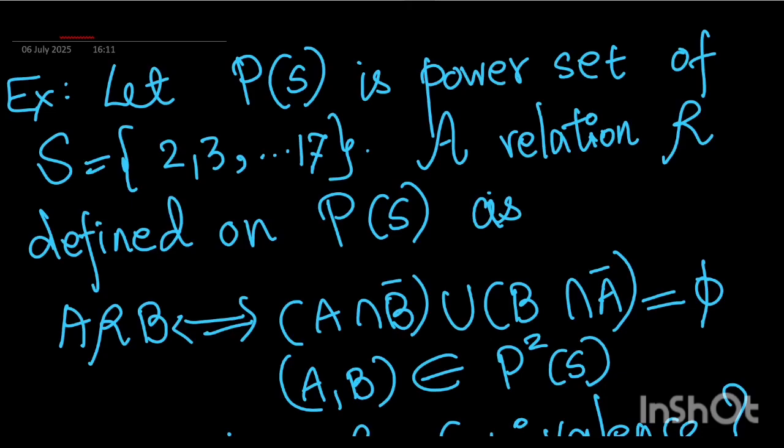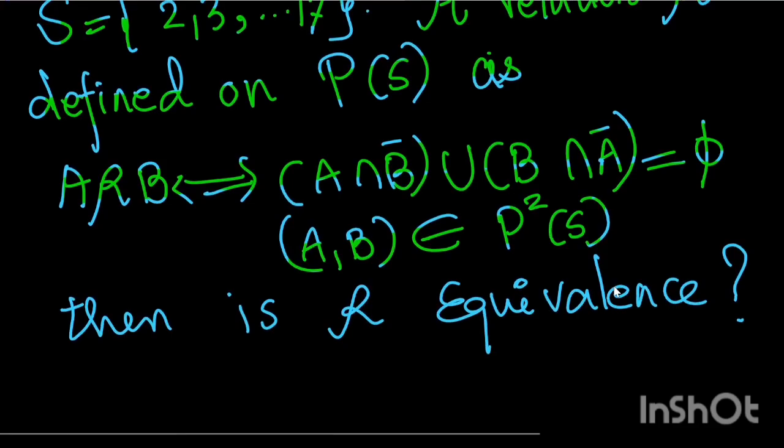Let's see a question, guys. Let P(S) be the power set of S = {2, 3, ..., 17}. So we are aware of the meaning of the power set. Now a relation R is defined on P(S), the power set of S: A R B if and only if (A ∩ B̄) ∪ (B ∩ Ā) = φ, where (A, B) belong to P(S) × P(S), meaning A belongs to P(S), and B also belongs to P(S). We have to check if R is an equivalence relation.